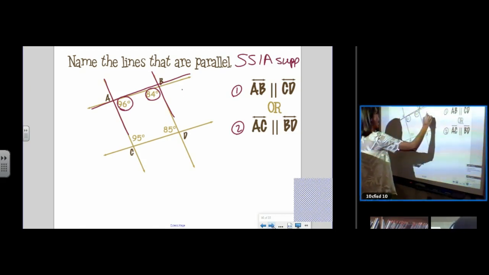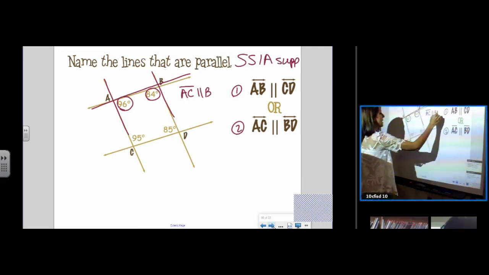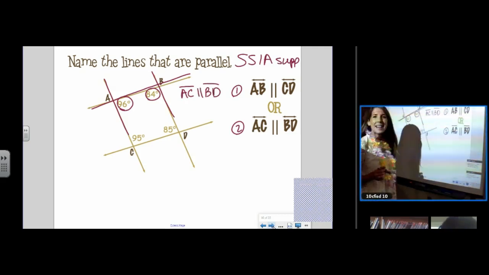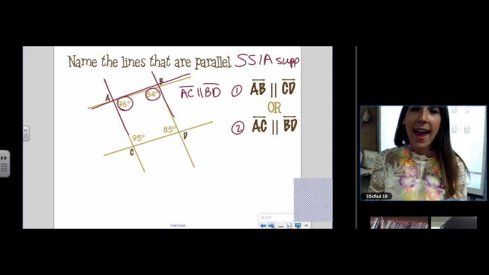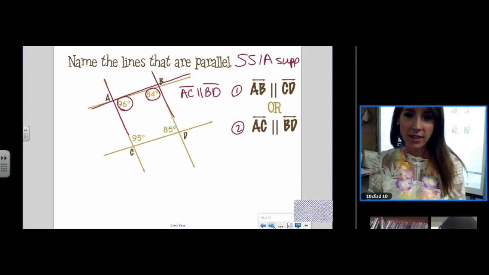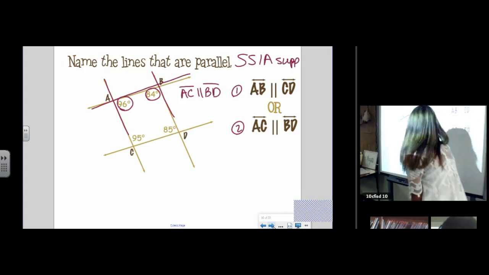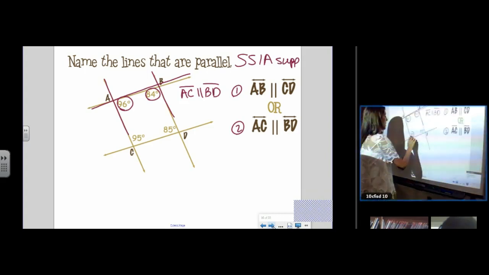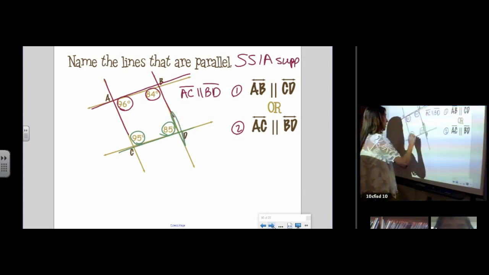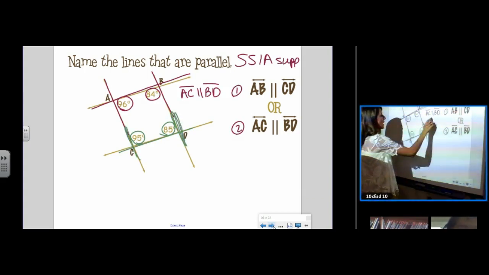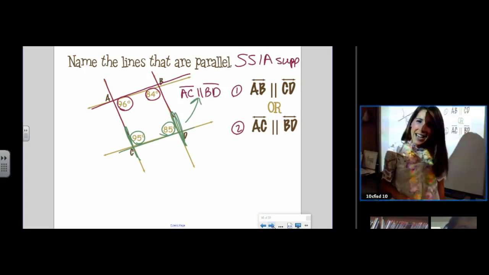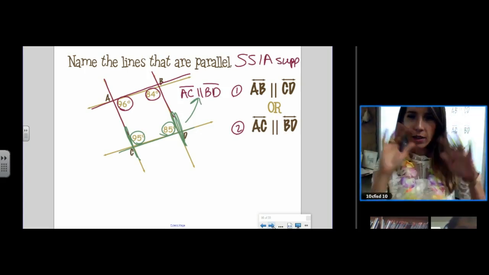Oh, the lines are AC and BD. Do you see that? AB is the transversal. AB is not the parallel lines. The other set is 95 and 85. Here's the transversal. Here's the parallel lines. Once again, it's AC and BD. I hope you're having a light bulb moment.